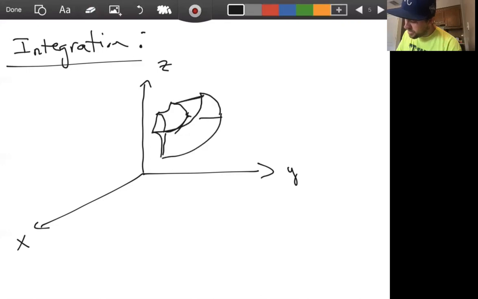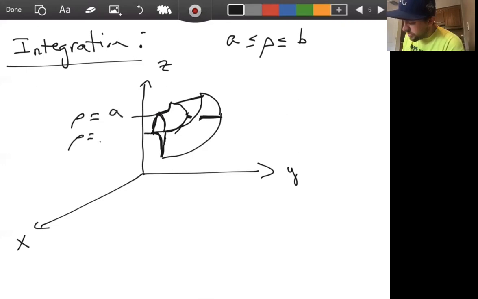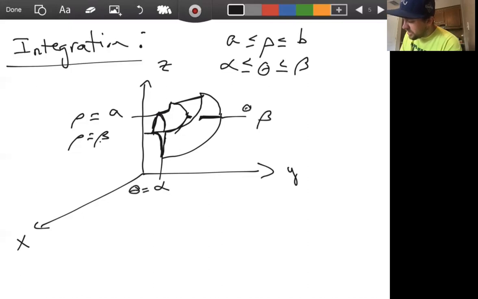So here, maybe you can picture this a little better. And now we want to find the volume of this box. So let's say we have rho is between A and B, right? And so the inner sphere, or the chunk of the inner sphere, is at rho equals A, and the chunk of the outer sphere is at rho equals B. We have theta is between alpha and beta, and that's these angles, right? So we have alpha here, and then we have beta here. So let's say theta equals, and theta equals.